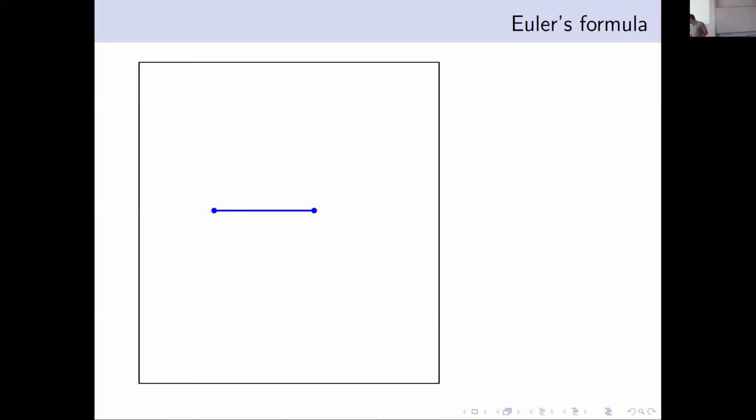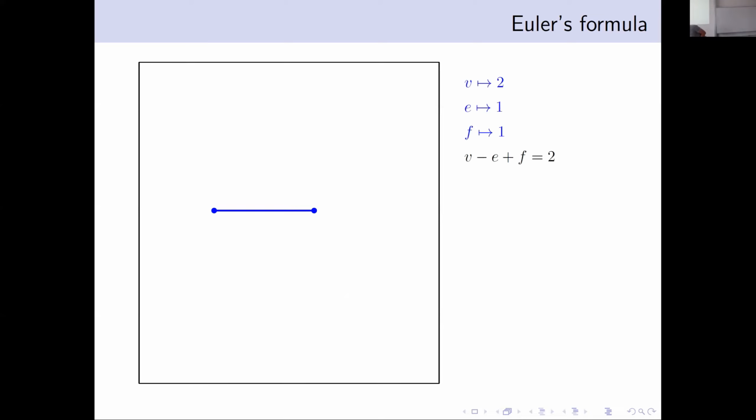So let me start with planar connected graphs. And there probably the most fundamental result is Euler's formula. I hope all of you are familiar with it, but let me, for the purposes, mention how it is proved. So for me, a graph is a collection of edges. So if I have a connected graph, I can build it by starting with a single edge.